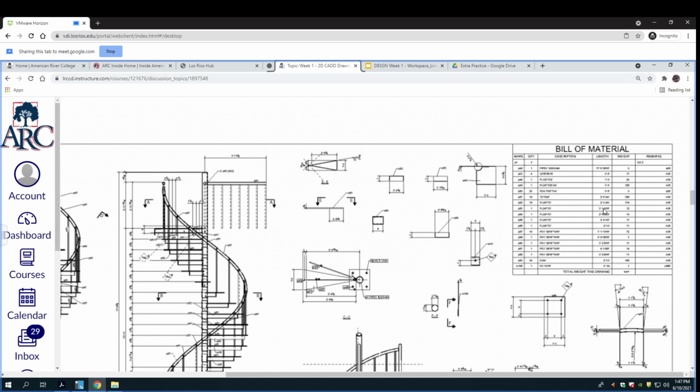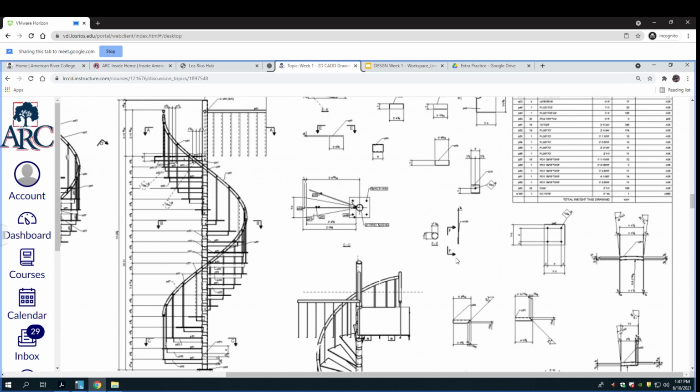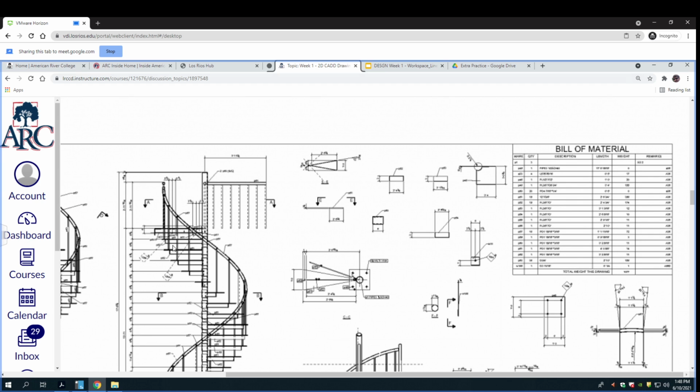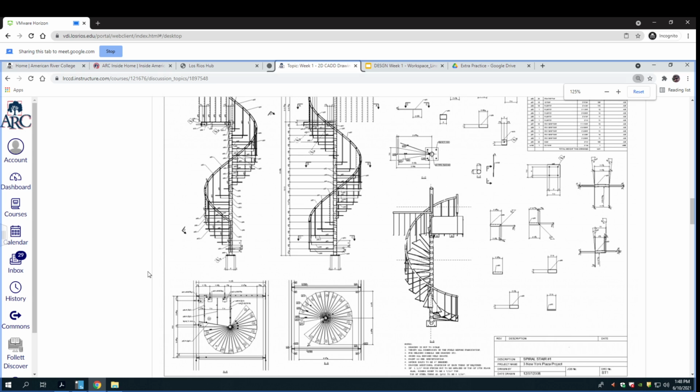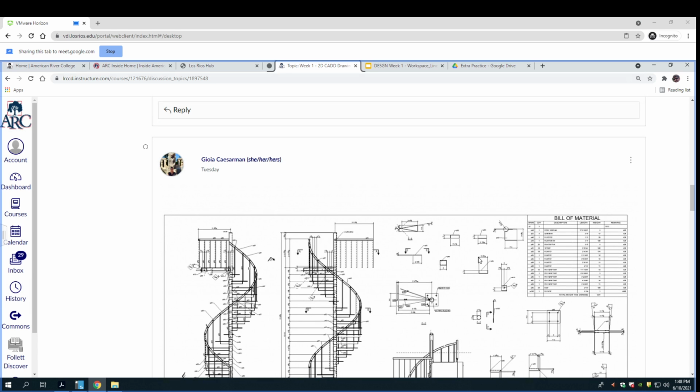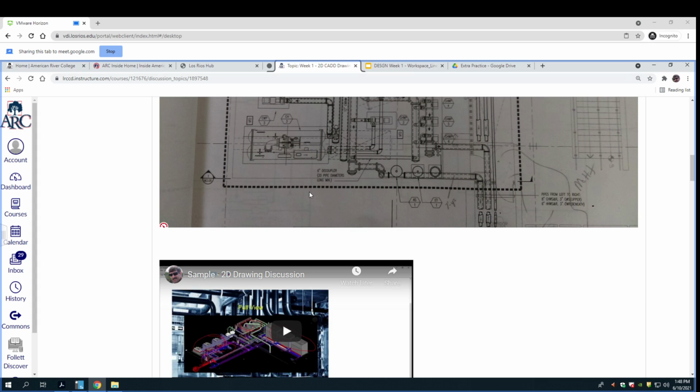It's got a bill of materials. This is just really cool. It's got sections so that you can see where you're looking. Just a cool drawing. I like it. Okay, so that's what I wanted to point out from these. Really interesting stuff. Does anybody have any comments or questions about those?